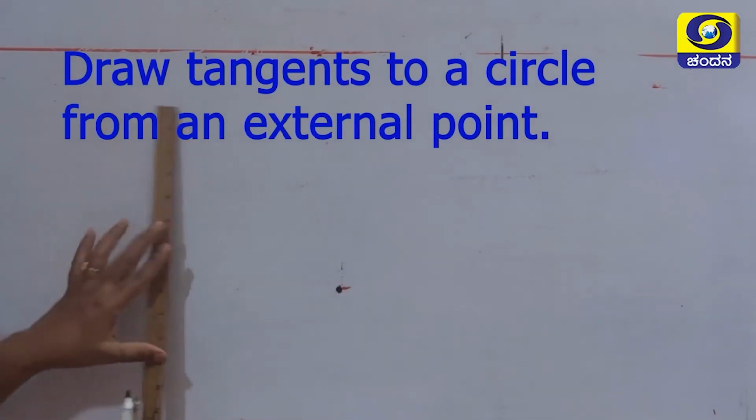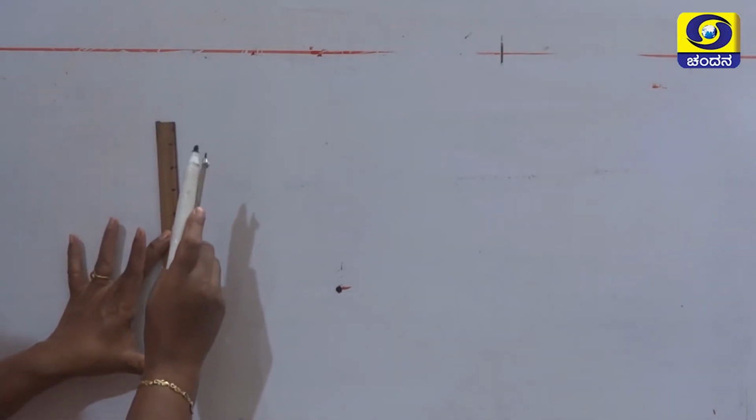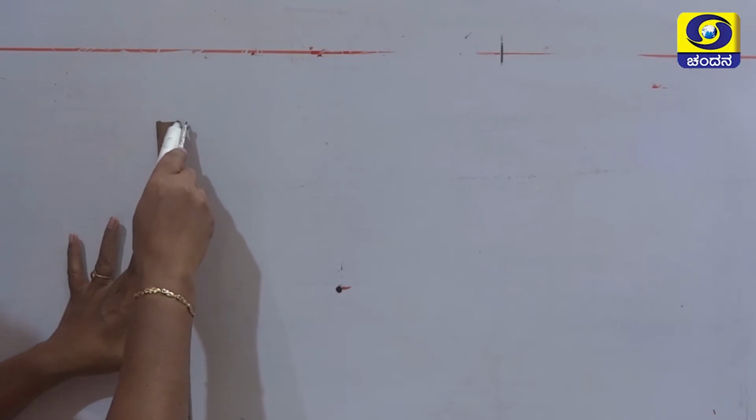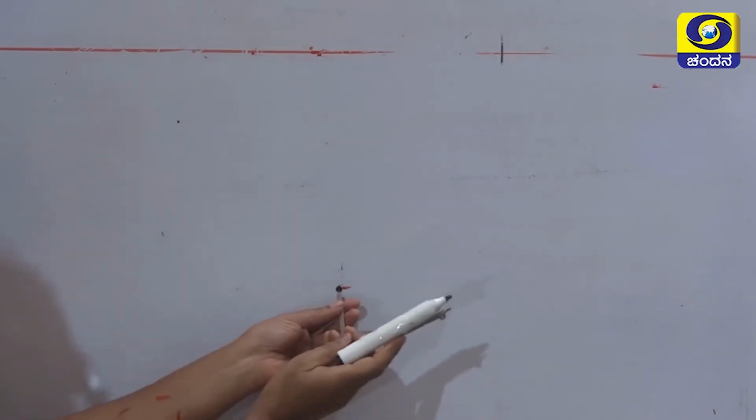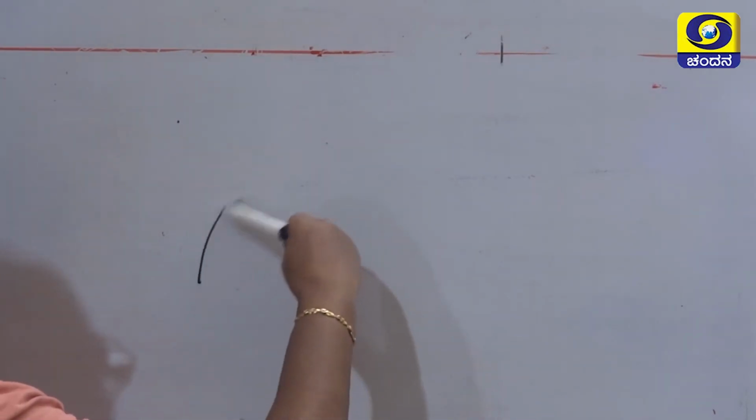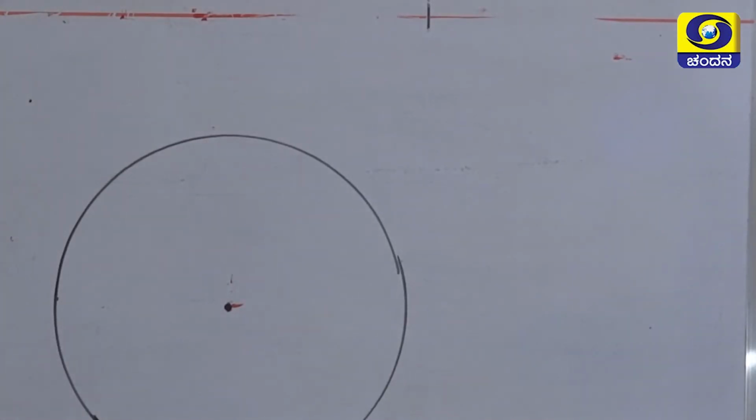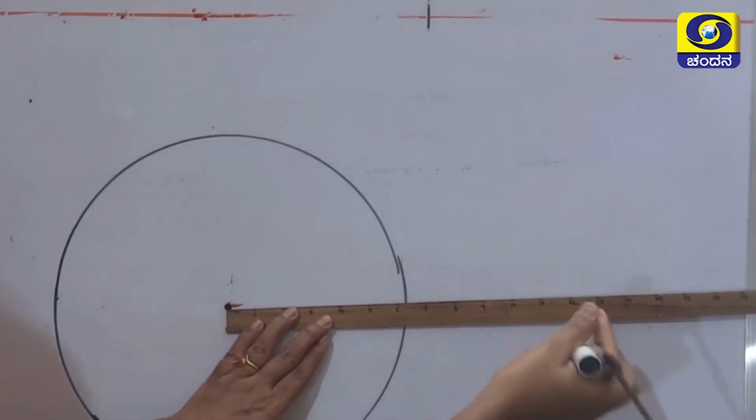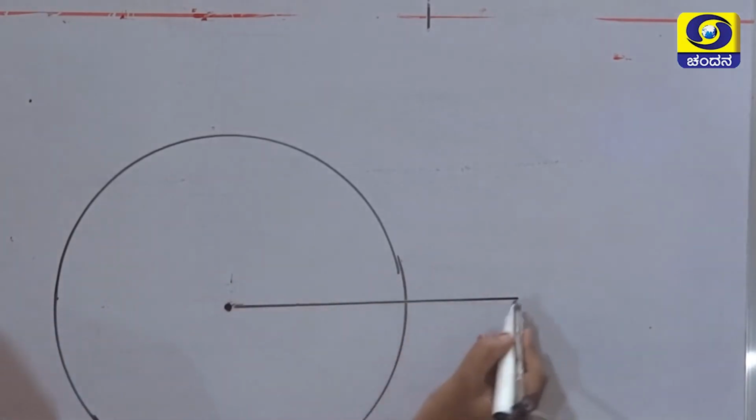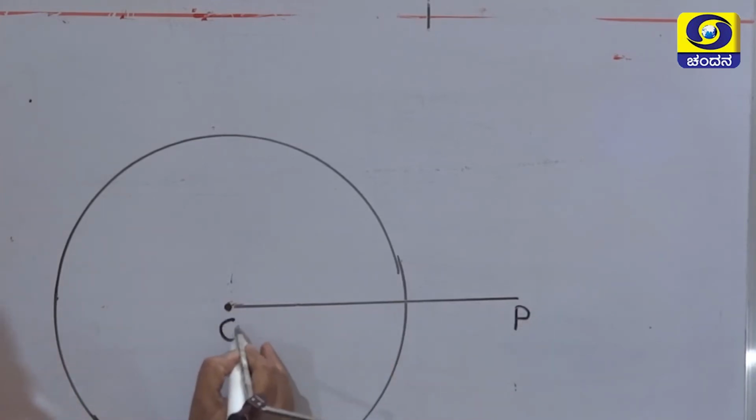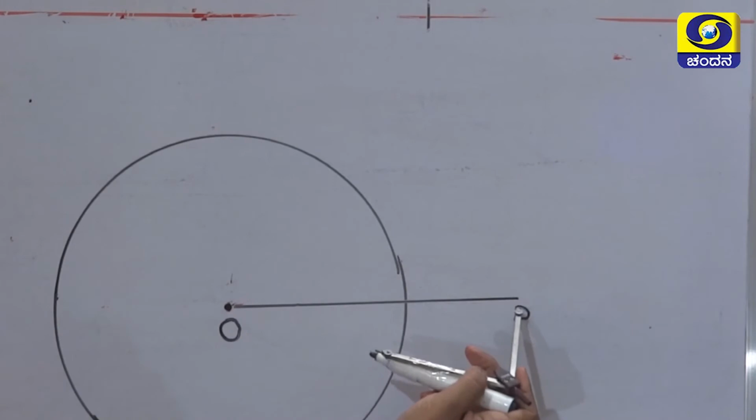Construction: first we have to draw a circle of radius 6 centimeters. Let me take the distance between the needle of the compass and the pencil as 6 centimeter and draw a circle. Now from the center mark a point 10 centimeter away from the center. This is point P outside the circle. This is the center of the circle. Now we have to draw the tangents to this circle of center O from an external point P.